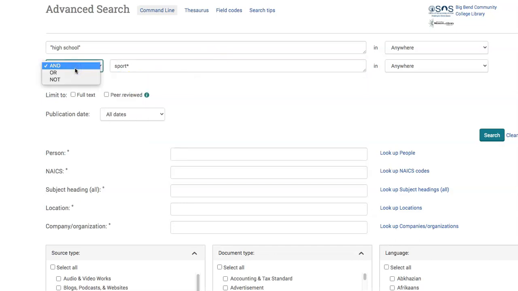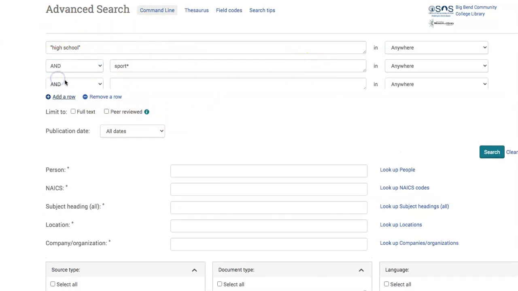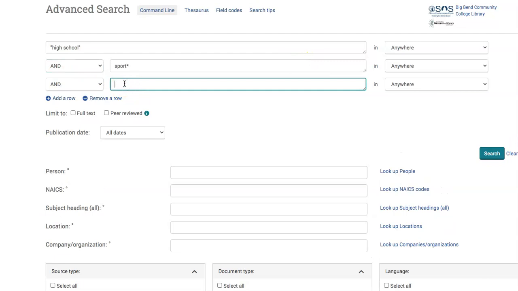And I'm using AND, OR, NOT as my options, and AND makes sure that, like in a Venn diagram, we'll have high school, we'll have sport, and I'll get the search right in the middle of those two things. I'm going to add another row of AND because I'm worried about COVID-19 as my other piece.